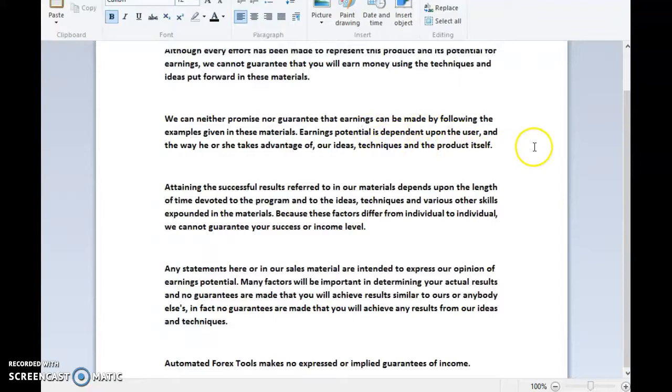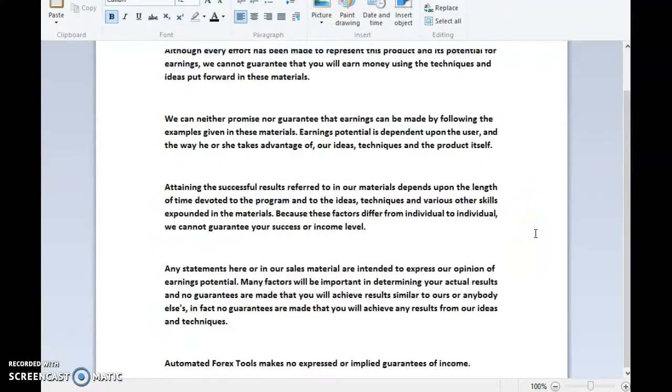is dependent upon the user and the way he or she takes advantage of our ideas, techniques, and the product itself. Attaining the successful results referred to in our material depends on the length of time devoted to the program and to the ideas, techniques, and various other skills explained in this material. Because these factors differ from individual to individual, we cannot guarantee you success or income levels.